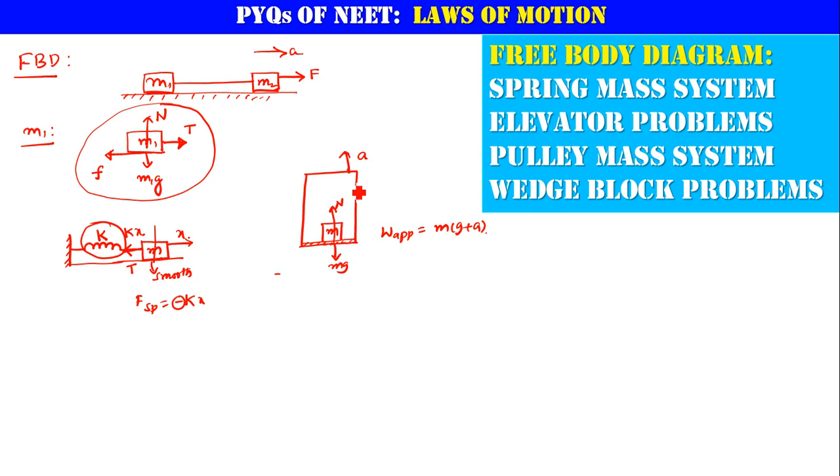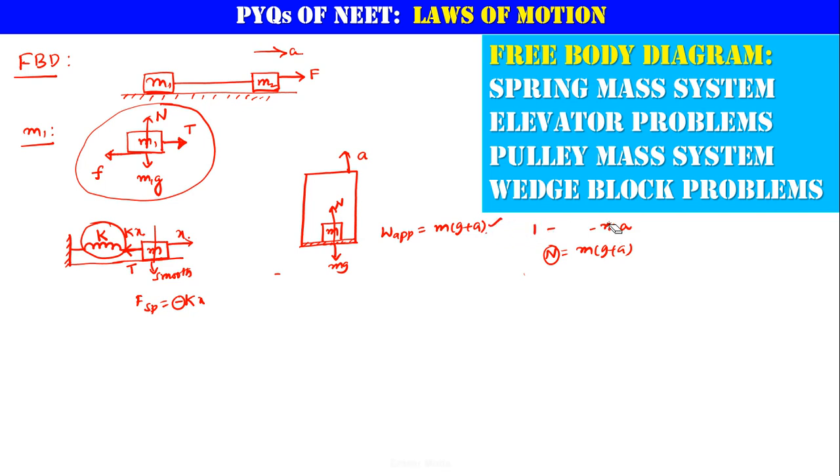In the direction of acceleration, you have to consider the forces as positive. So here n is in the direction of acceleration, mg is acting downwards in the opposite direction, is equal to mass times acceleration. Okay, n will be equal to m into g plus a. This normal reaction will become the apparent weight. So are you getting the same expression?